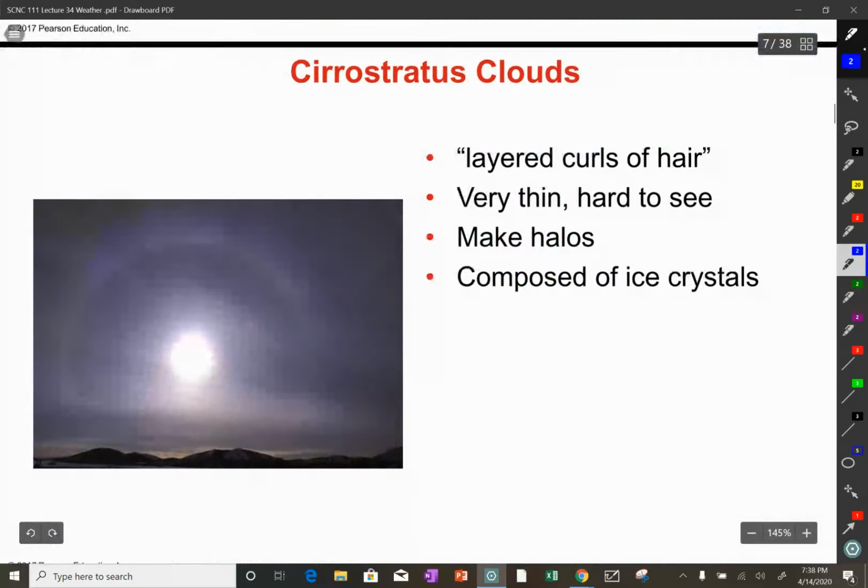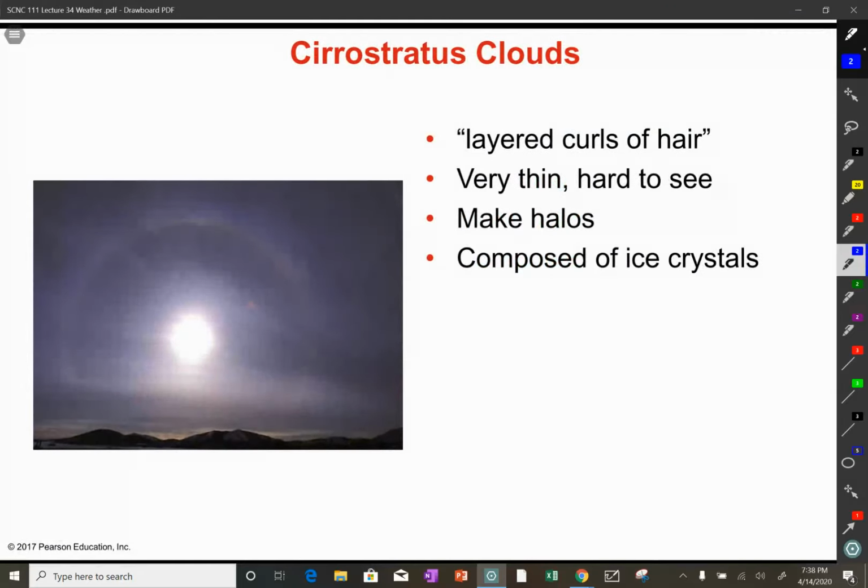Now, the cirrostratus clouds are probably one of the most interesting clouds. They're layered curls of hair is what that means. And they're really thin. So oftentimes you can't even tell they're there. You can only really tell they're there because they're the things that make these halos around, like the sun and the moon. And they're composed of ice crystals. So when you see those halos, you're seeing cirrostratus clouds.